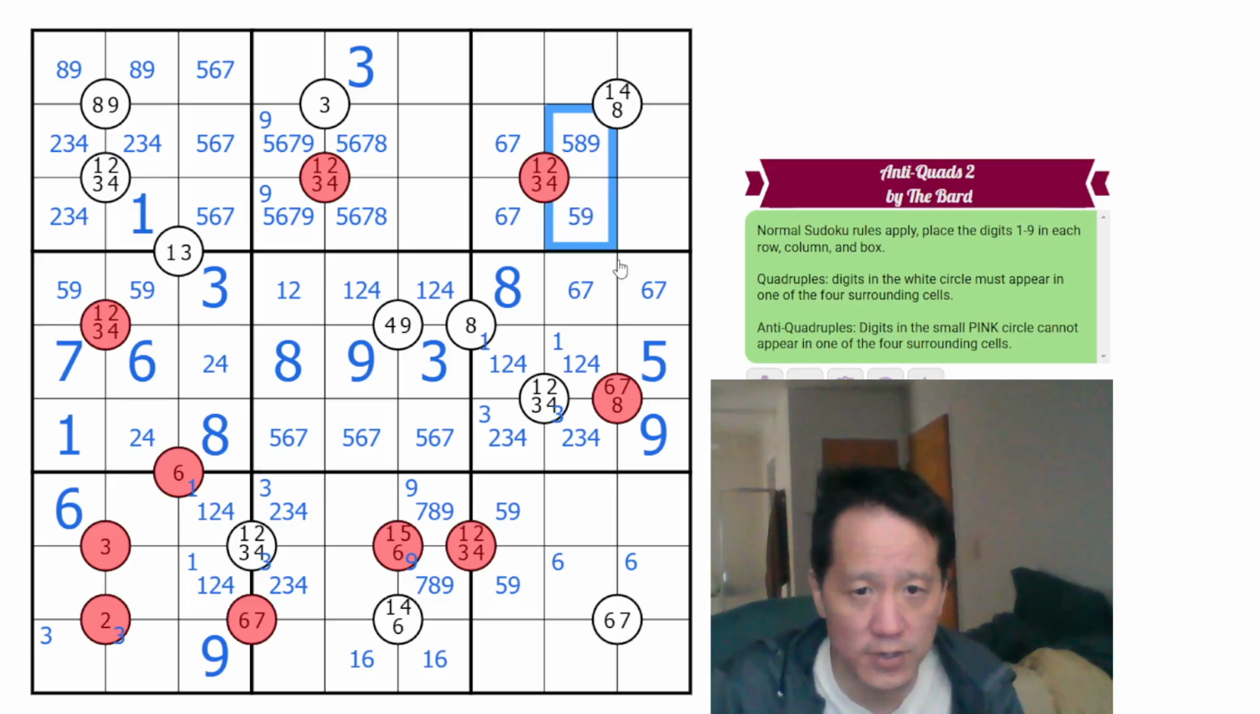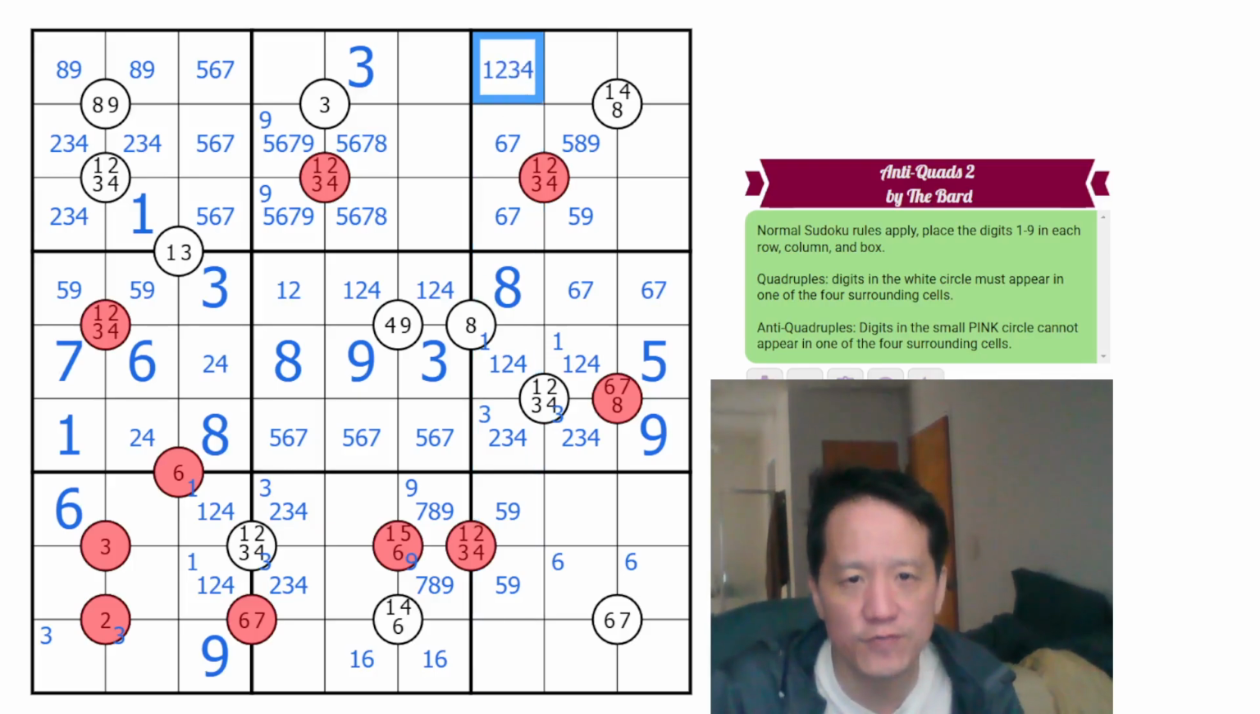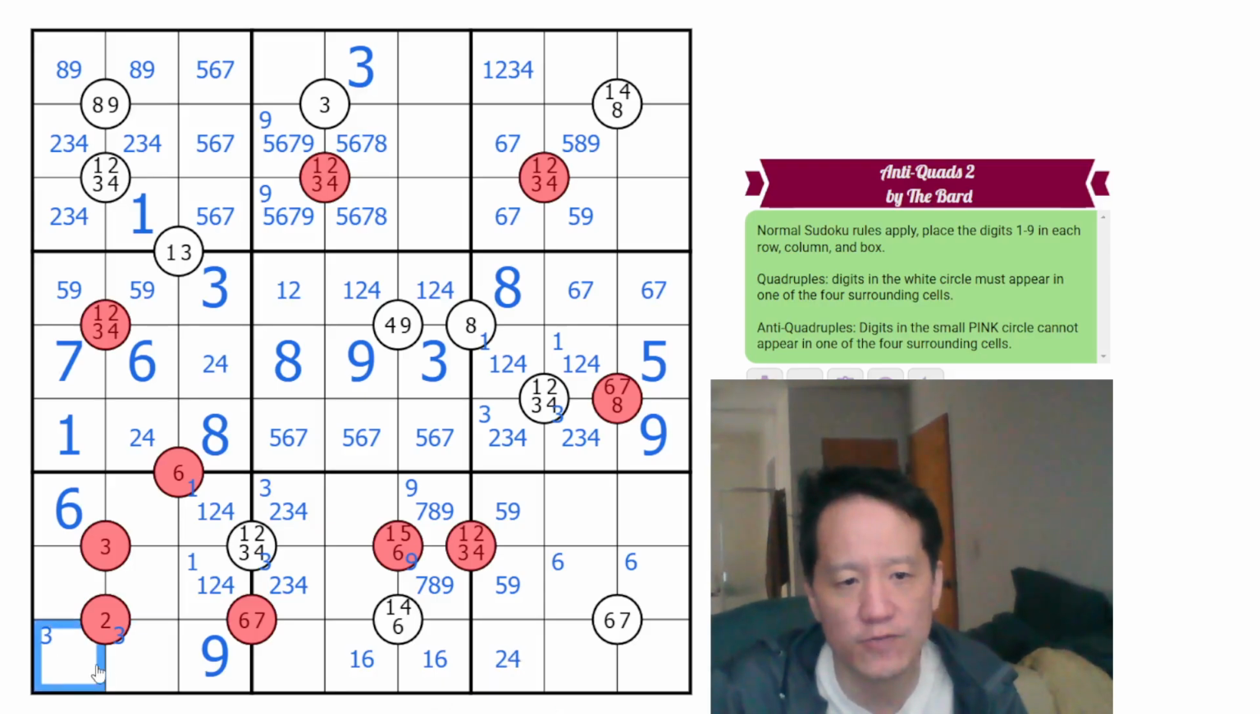This is 5, 8, or 9 here. This is 6 or 7. So the rest of the digits in column 7 have to be 1 through 4. So this is 1 through 4. This cannot be 1, but it could be 2, 3, or 4. But this can't be 3 because of that 3. So one of these has to be a 3, so this can't be 3.